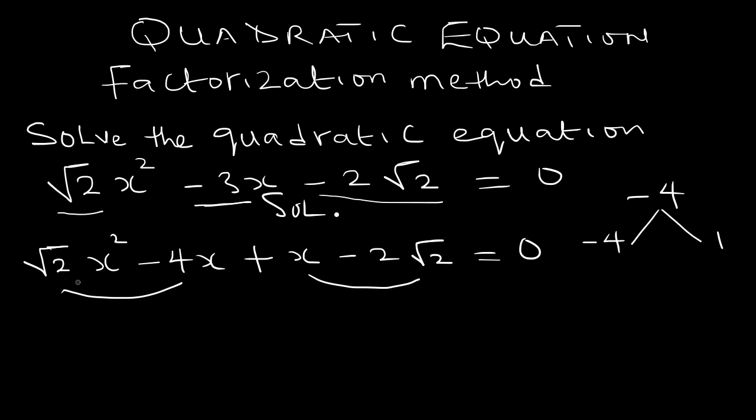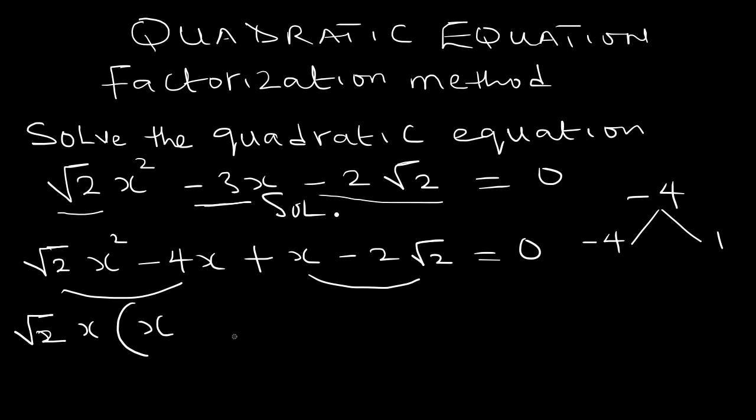Now, between root 2 x squared and minus 4x, root 2 is actually common because it can divide 4. And between the x squared and x, x is common. So we'll take root 2x as common. Now, if we divide root 2 x squared by root 2x, root 2 will cancel root 2 and x will cancel one of the x's. So we'll have just one x remaining.